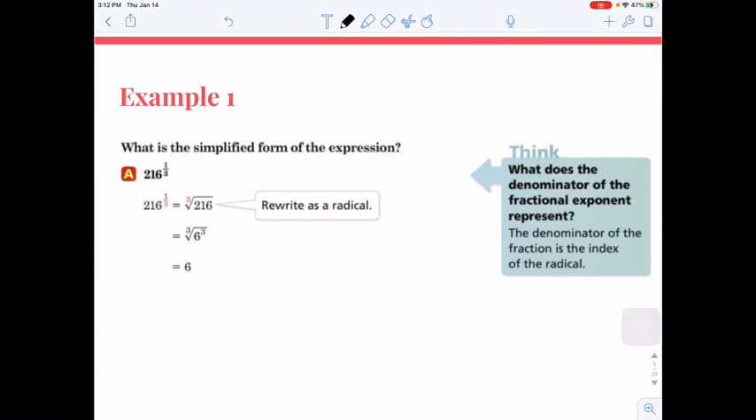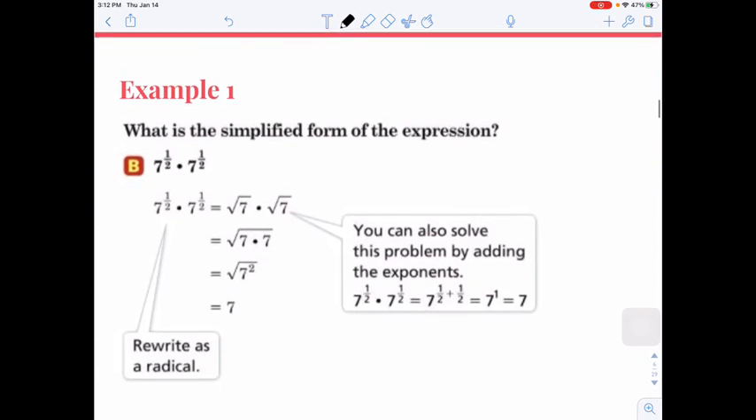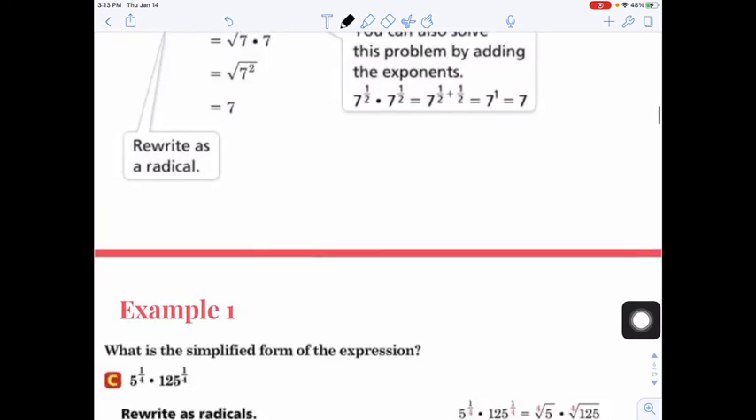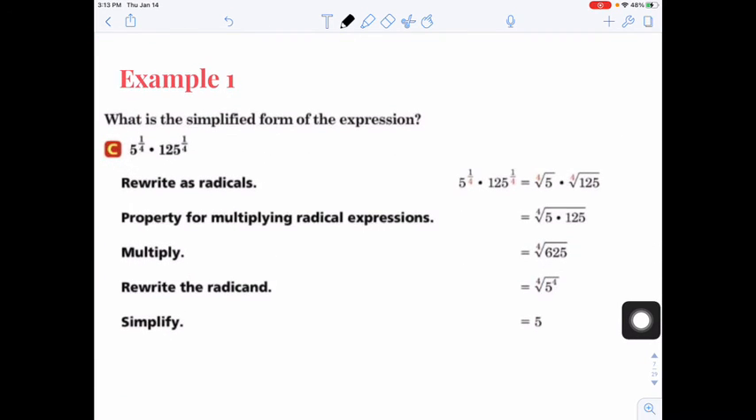Here's the work for part A, and then we have the work for part B. I do want to point out this little bubble here. It says you can also solve this problem by adding the exponents. So we have 7 to the 1/2 power times 7 to the 1/2 power. If you remember the rules of exponents, we have the same base. They're both 7. So we can add the exponents when you're multiplying, which would give us 7 to the 1/2 plus 1/2 power, or 7 to the first power, which is just 7. If you don't remember these exponent rules, you can just rewrite it as a radical and work through it. Then we have the work for part C.